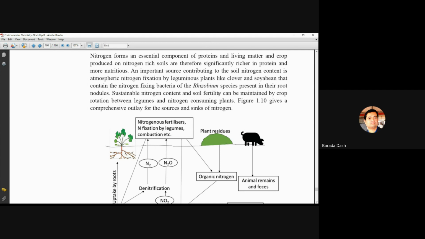Rhizobium is a nitrogen fixing bacteria. Those are in the roots of the plant, soybean and leguminous plants like clover, present in the root nodules. Sustainable nitrogen content and soil fertility can be maintained by crop rotation between legumes and nitrogen containing plants.